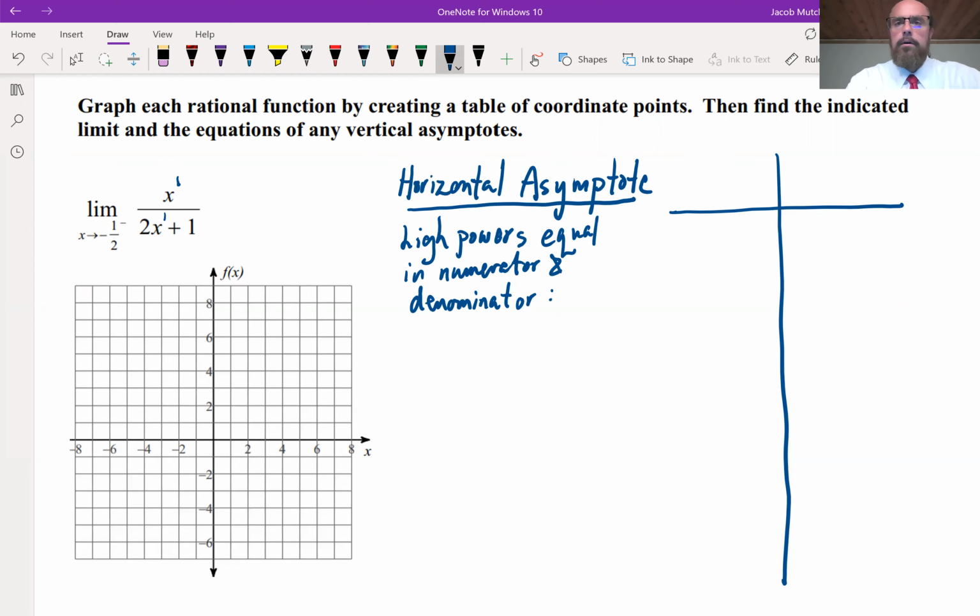So my horizontal asymptote is going to be of the form y equals, and I don't have a given coefficient on the x in the numerator, so I'm going to supply a 1. So I've got the equation y equals 1 over, and then the coefficient on my high-powered x in the denominator is 2. So I'm going to graph that. That is a horizontal line going through the y-axis at 1/2.